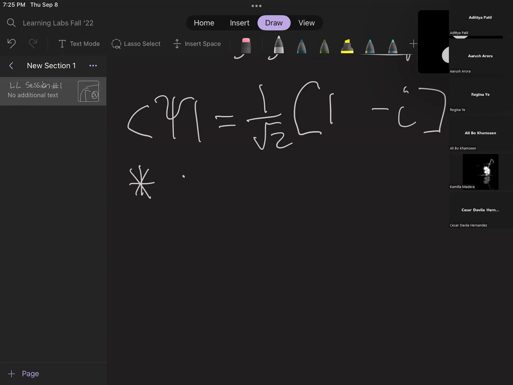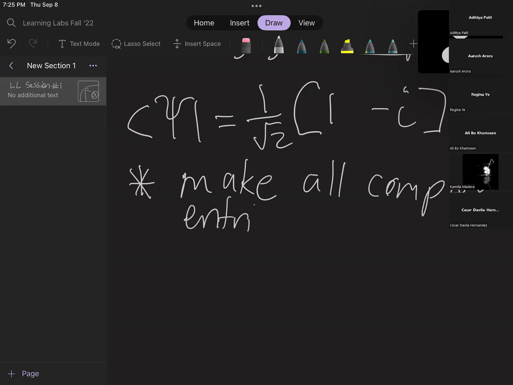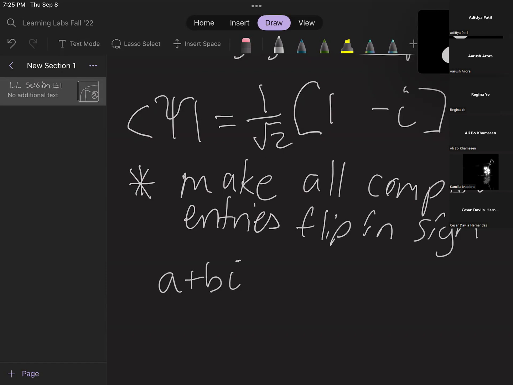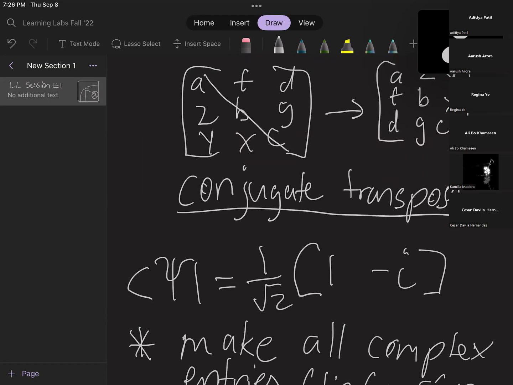So what we want to do is, you also want to make all complex entries flip inside. What that means is if you have a complex entry a plus bi, you don't want to flip the sign of the a. You do want to flip the sign of the b term. So that should turn into a minus bi.